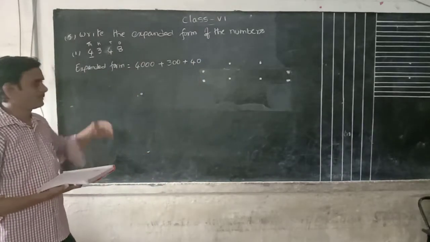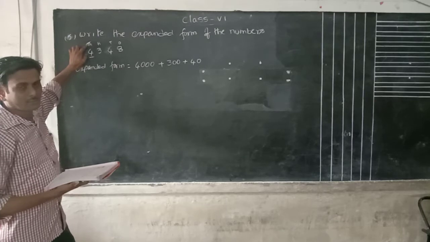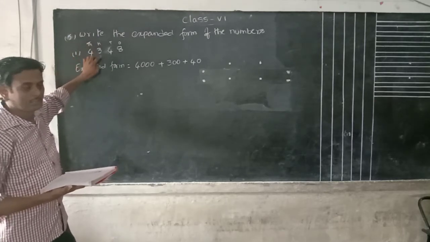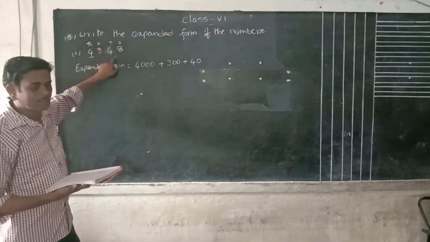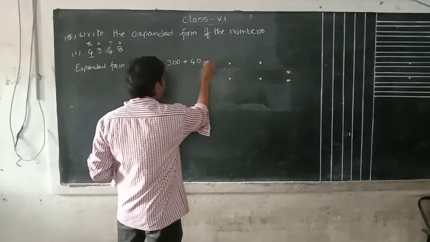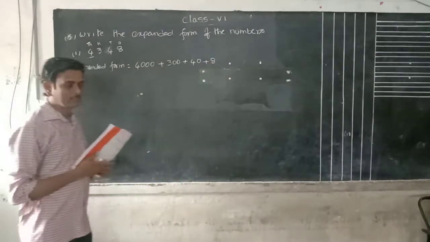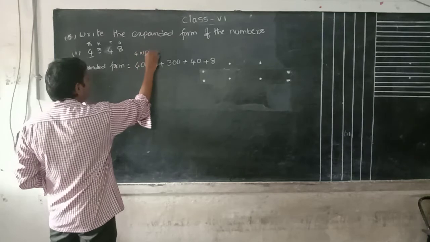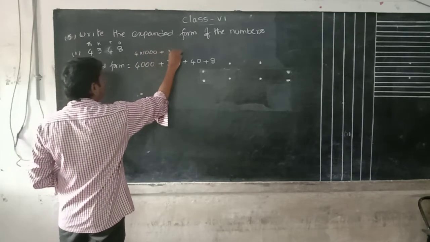We have to multiply by the place value again. The 1000 place, 1000 into 4, 4000. 3 into 100, 300. 4 into 10, 40. 8 into 1. 1 place is 1 only. 8 into 1, 8. Directly you can get 8. Otherwise, if you get confused, write 4 into 1000, like this you can get the answer, and 3 into 100.